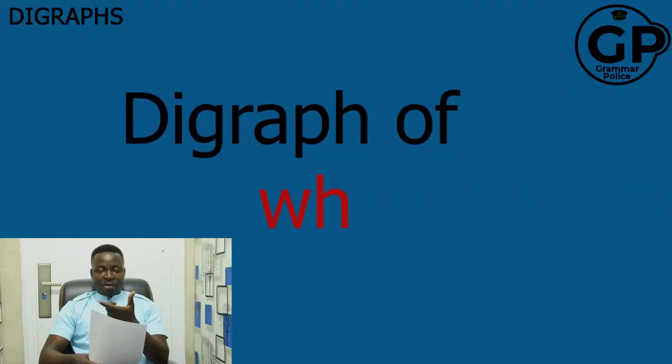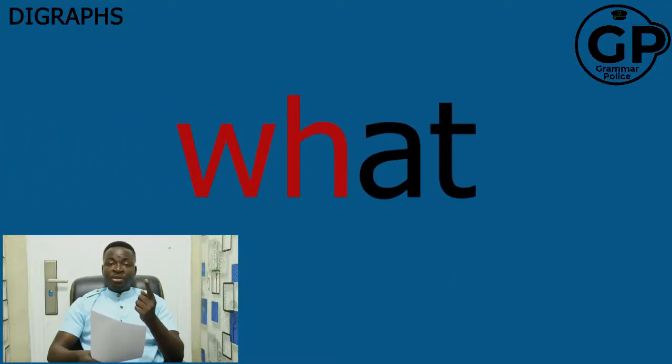There are a lot, countless digraphs in the English language, but for the purpose of this video, I want to focus on the digraph that has a pair containing W and H. So WH is a digraph. It is not a digraph in every word in English where you see W and H appearing together, one by the side of the other. But WH is a digraph in a lot of words in English, some of which are WHAT.